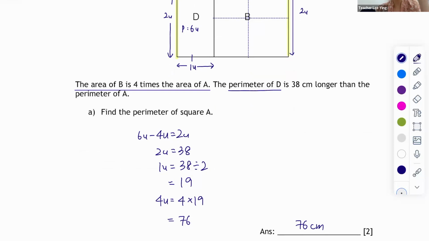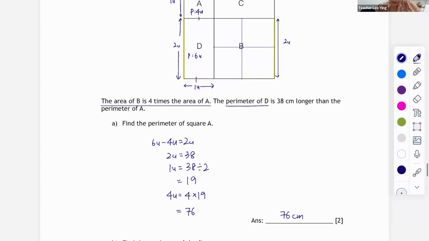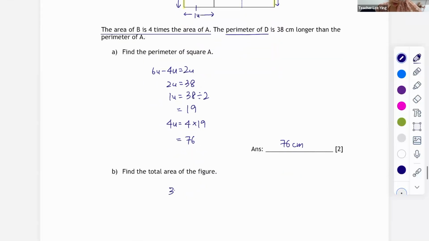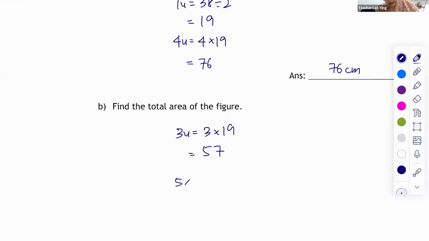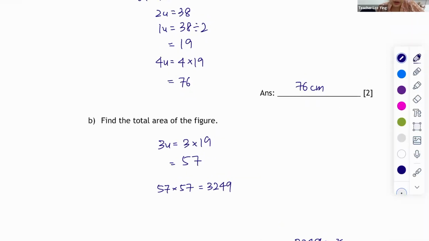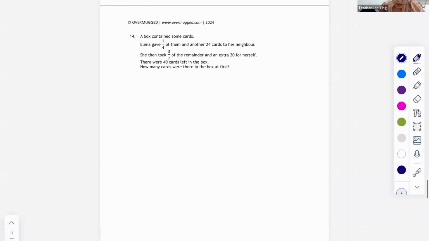Now we have to find the total area of the figure. So there are many ways to do this. You can find them individually, or you can see that the whole figure is actually a square, and each side of the square is 3 units, which is 57 centimeters, right? So each side of the square is 57. So to find area, take 57 multiplied by 57, and we have our calculators. So with our calculator, we can easily calculate this out to be 3,249 square centimeters. And that's the total area of the figure, question number 13. Okay, let's go to question number 14.